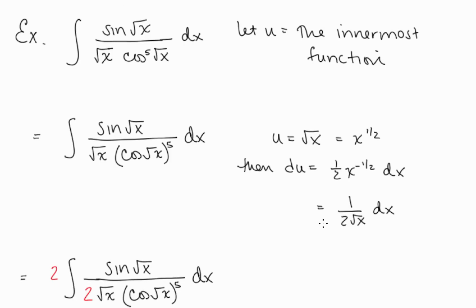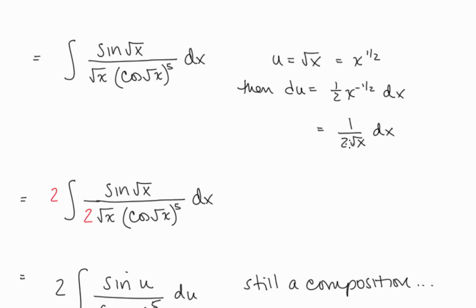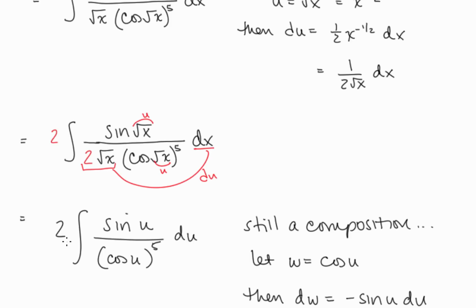So in this case, du is going to be 1 over 2 radical x dx. And just like we saw in a problem above, we had to multiply by this factor of 2 in the denominator. And we multiply a 2 on the outside to compensate. And now our 2 radical x in the denominator with the dx, that all becomes du. Here we have a u, here we have a u, and we have a 2 on the outside. So what do we have? We have 2 sine of u over cosine u to the 5th du.